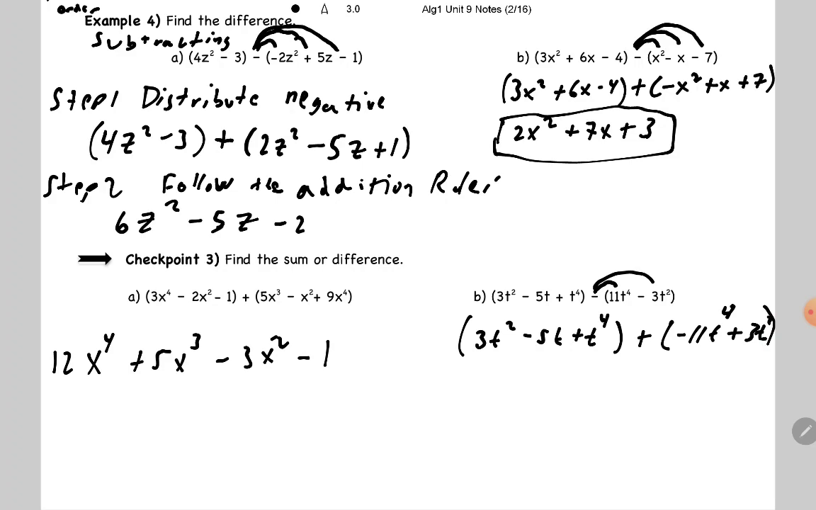So I'm going to start off with t to the 4th. So t to the 4th plus a negative 11t to the 4th is negative 10t to the 4th. And one way to keep track, if you're doing super long problems, you can check them off as you go. So I did the t to the 4th. Now I'm going to do t cubes, so there's no t cubes. So I'm going to do t squareds. 3t squared plus another 3t squared is a positive 6t squared. Okay, so I did both of those. Now I'm going to do negative 5t, and that's it.